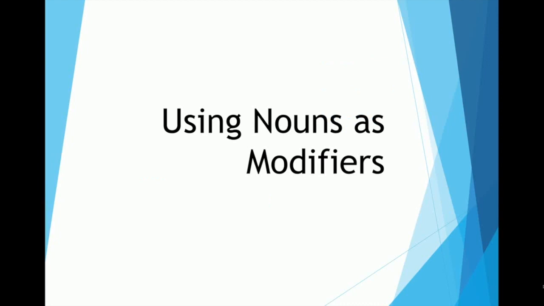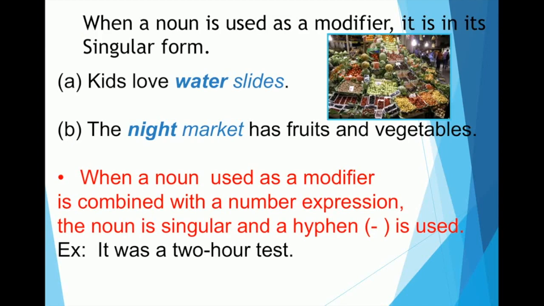Using nouns as modifiers. When a noun is used as a modifier, it is in its singular form. For example, kids love water slides. So here, water is not a noun. It's a noun acting as an adjective because it's describing the slides. The night market has fruits and vegetables. Same situation for the noun night, that here is acting as a modifier, as an adjective.